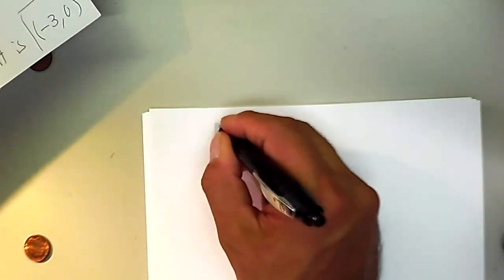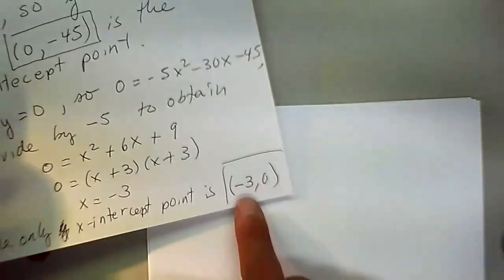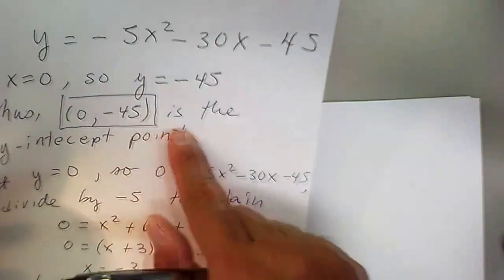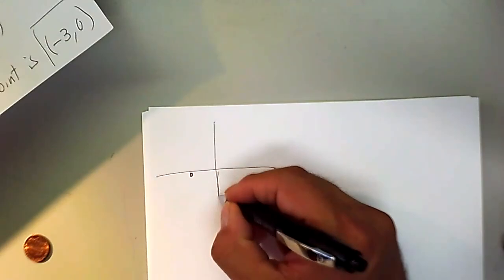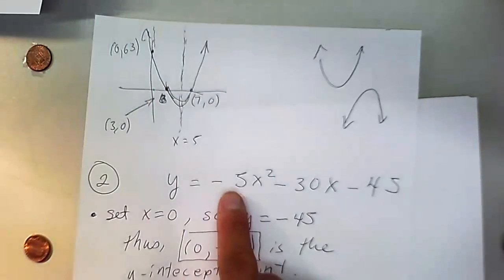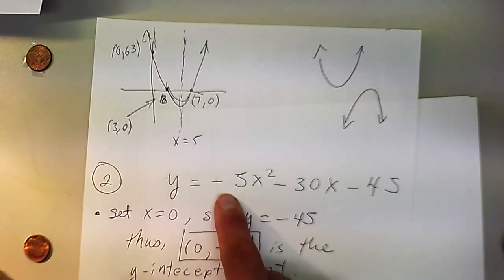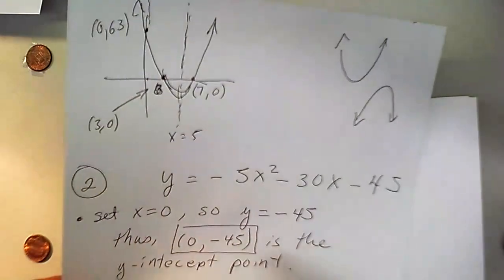Now, let's draw a picture of this. The x-intercept is negative 3, 0, and that's the only one. The y-intercept is negative 45. Well, that is interesting. So there's a parabola. I can tell that it is opening down. We will analyze this in more detail as we get fully into parabolas. Right now, we're just talking about x-intercepts and y-intercepts, but might just as well talk about parabolas as long as we are solving those equations.